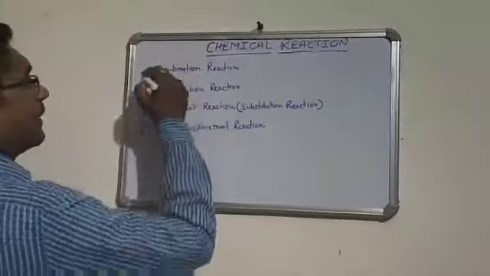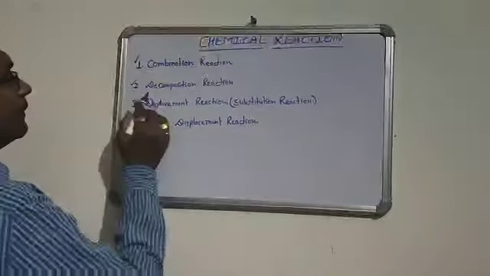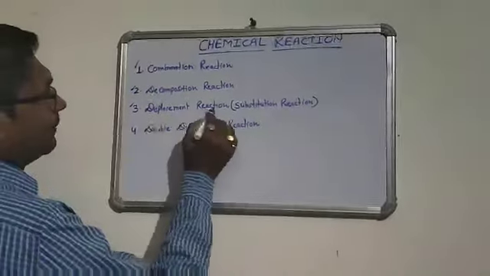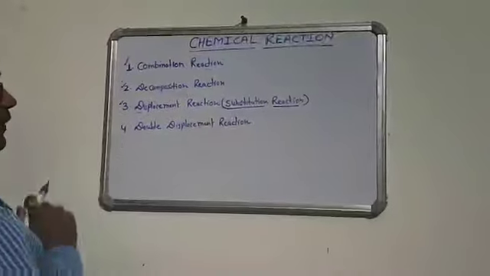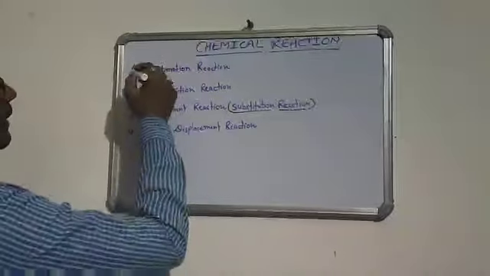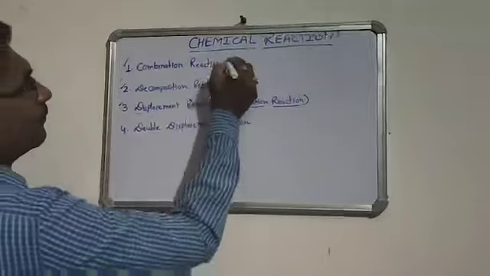Basically, chemical reactions have four types. One is a combination reaction. Second is decomposition reaction. Third is displacement reaction, which is also known as substitution reaction. Fourth is double displacement reaction. Now we have to discuss step by step in detail.